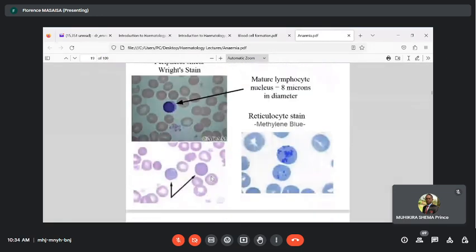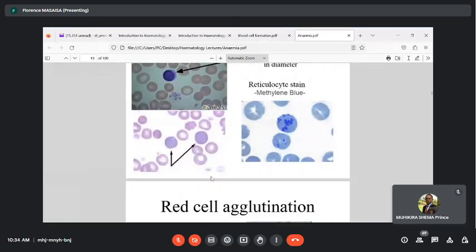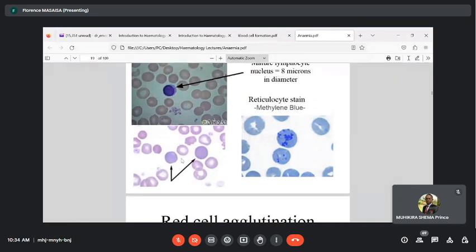And then here you see the peripheral blood film. These are reticulocytes. You can see they are larger. Then you see the basophilic staining. You don't see the central pallor in the center.